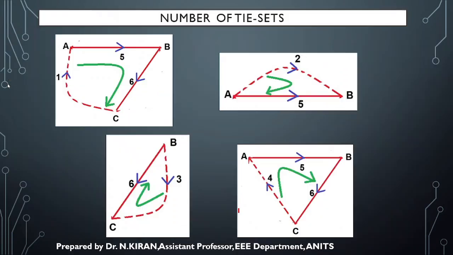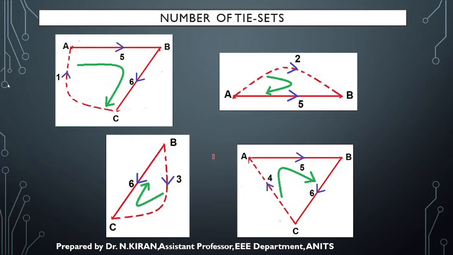Now we should construct the tie set matrix, and remember the loop direction, which is indicated in green color, should be in the same direction as the link direction.